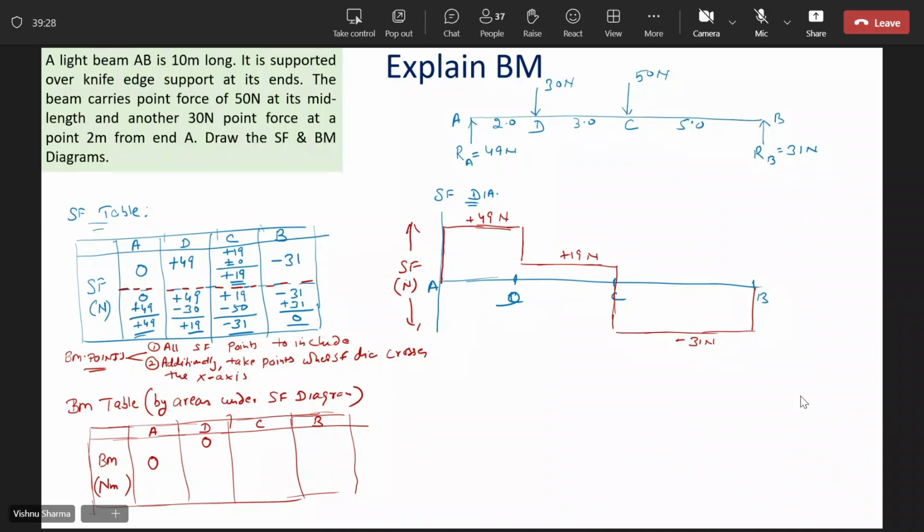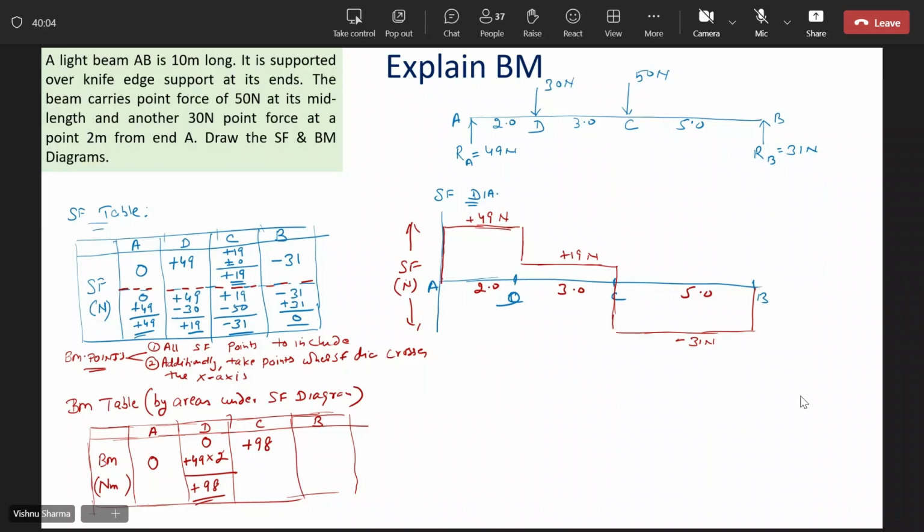What is the new area that is exposed from A to D? I'm sure you'll agree, it is plus 49 into 2. Write down here 2 meters, 3 meters, and 5 meters. Plus 98, not 98, plus 98. Don't say that absence of sign is positive. No, please be very explicit in writing plus. Then I carry forward this plus 98, because up to D plus 98 is already calculated.